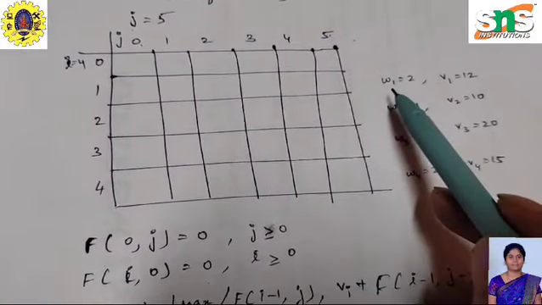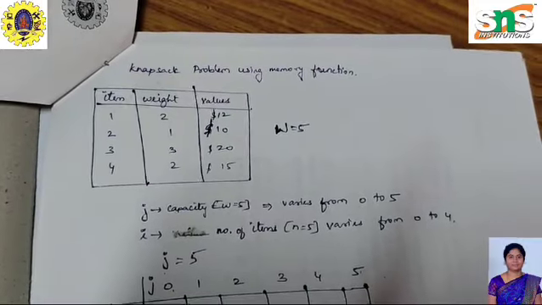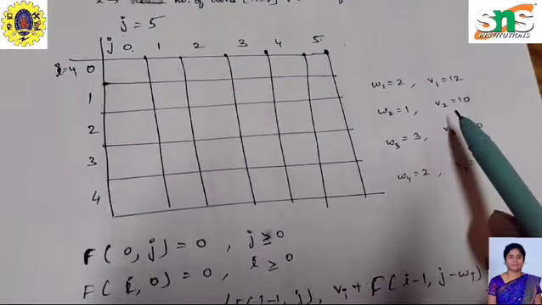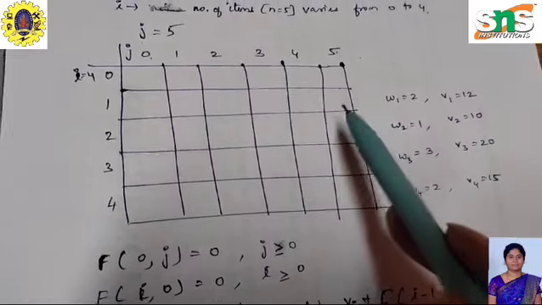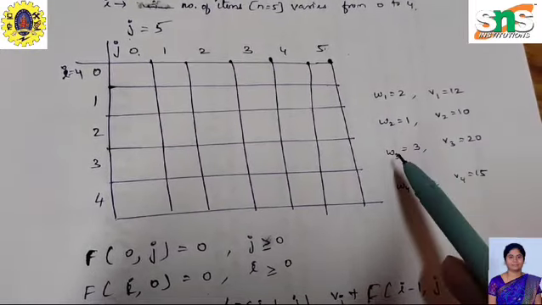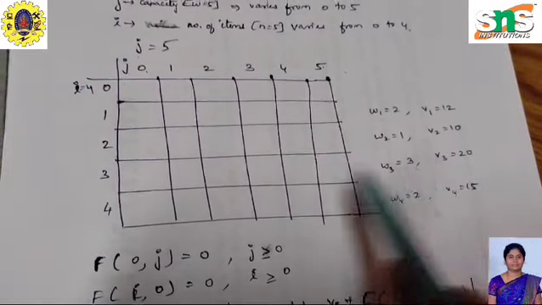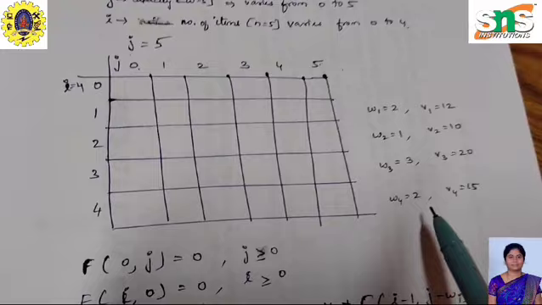For the first item, the weight given in the sum is 2 and the value is 12. In the same way, it is written here: for the first item, weight and value; second item, weight and value; third item, weight and value; and fourth item, weight and value, mentioned adjacently for the particular row.